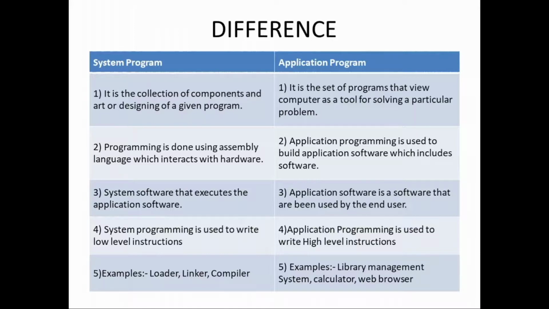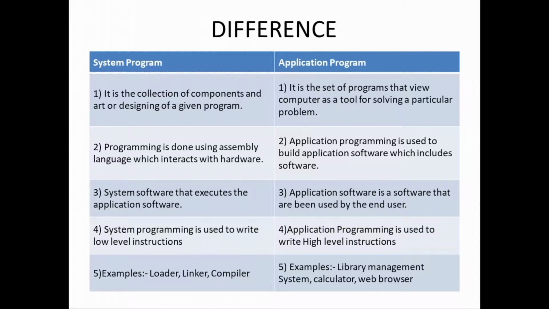Application program. This application program is used to build application software, which includes software. In essence, this shows the basic difference in how system program and application program run. This is point two. What we are saying here is that system program allows the hardware to be able to interact with each other, and that is done using what we call the assembly language. While the application program is used to build the application software, which are the software that we use to solve particular tasks. It could be basically office tasks.